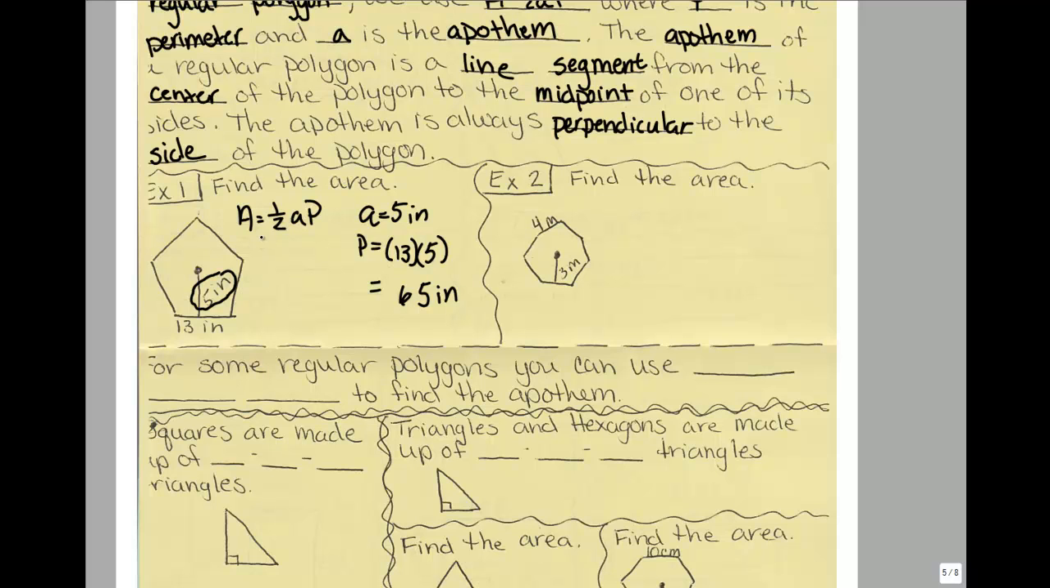So area is equal to half of 5 times 65, which is 162 and a half inches squared.